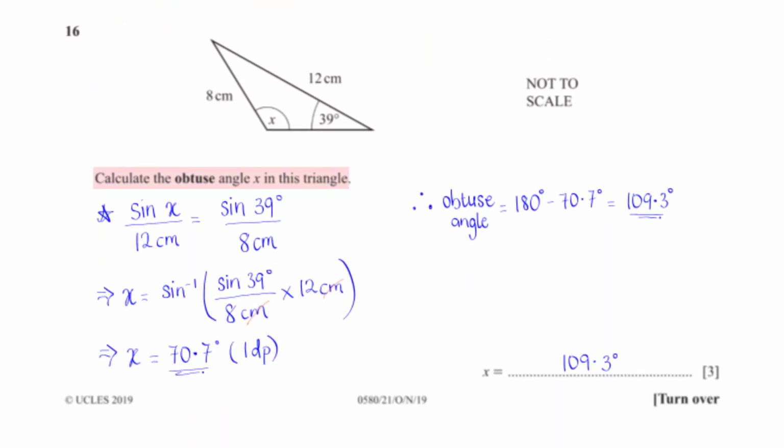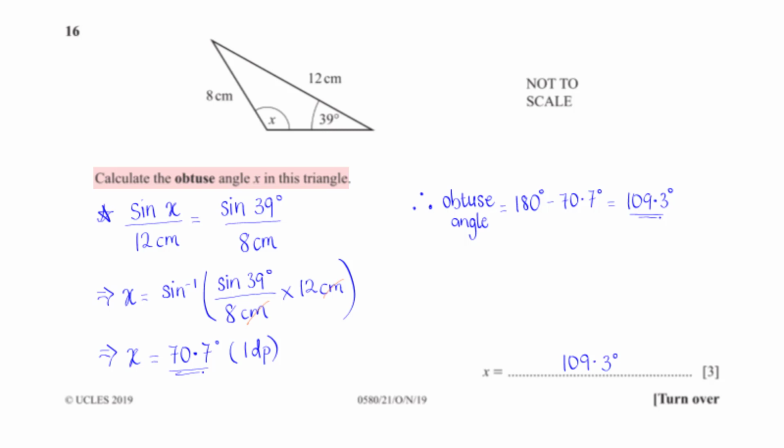Calculate the obtuse angle x in this triangle. Looking at the diagram, we can apply the sine rule to find the angle x. So this gives us sine x divided by 12 centimeters is equal to sine 39 degrees divided by 8 centimeters. When we make x the subject, we have sine inverse of sine 39 degrees divided by 8 centimeters times 12 centimeters. When we type this into the calculator, we get 70.7 degrees correct to one decimal place.